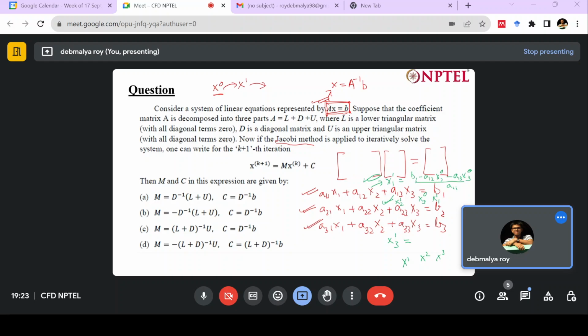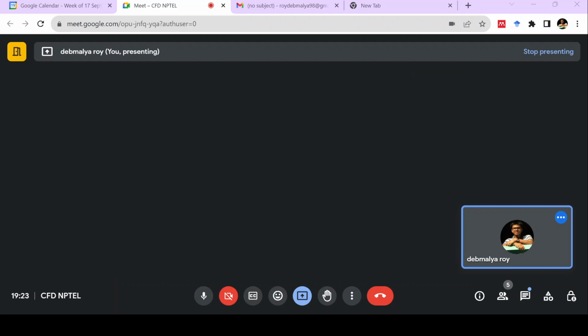Create another slide. So let's try to write this whole thing in terms of the matrix form. What we do here is decompose this A into L, D, and U. Let's take an example of a 3 cross 3 matrix, like we have been doing so far.